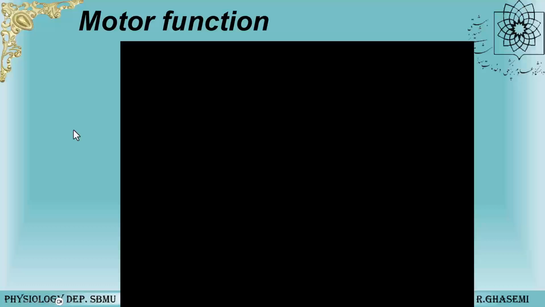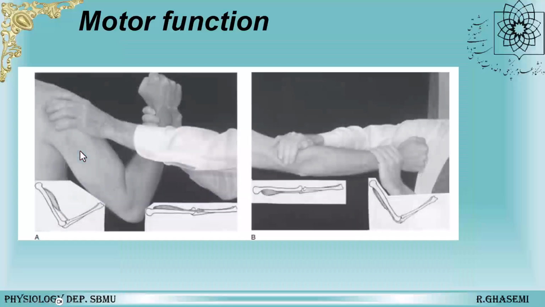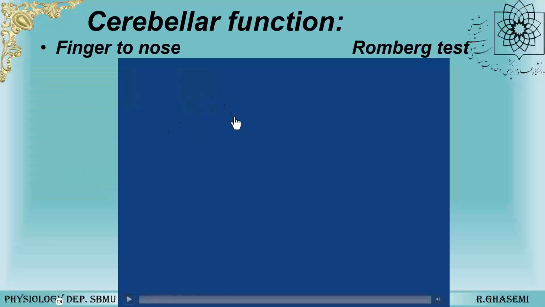Now, if you remember, I showed you a map and told you we evaluate the cranial nerves, somatic motor function, somatic sensory function, and one other function was the cerebellar function. This is showing the agonist and antagonist muscles that I told you, and when we are doing these experiments, we are checking the motor function of these muscles in the antagonist muscles. Now we are going to evaluate the cerebellar function.